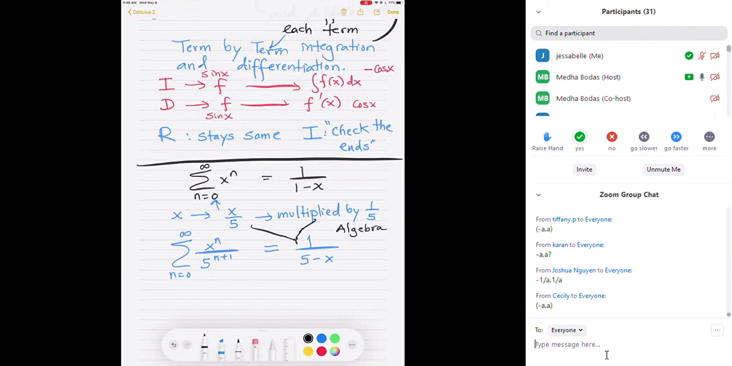And we know the radius is 5, right? Because it's x over 5. So I already know from my box, and the interval is -5 to 5. Now the theorem says I can integrate this.